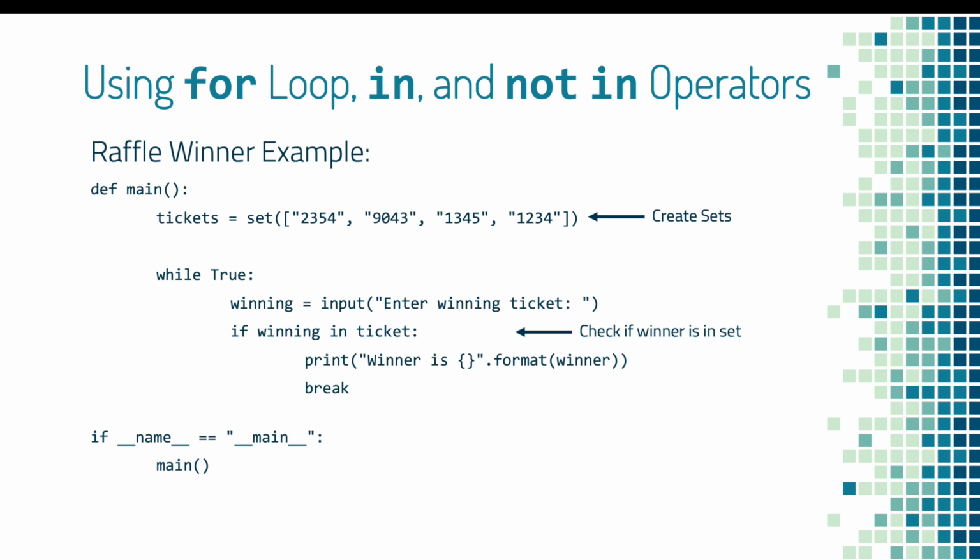You can go through and get the winners. You say winning is equal to enter winning ticket. If winning is in the tickets, the number you entered, then that is the winner of that raffle. If it's not in there, it just goes back through again and asks you for another ticket.